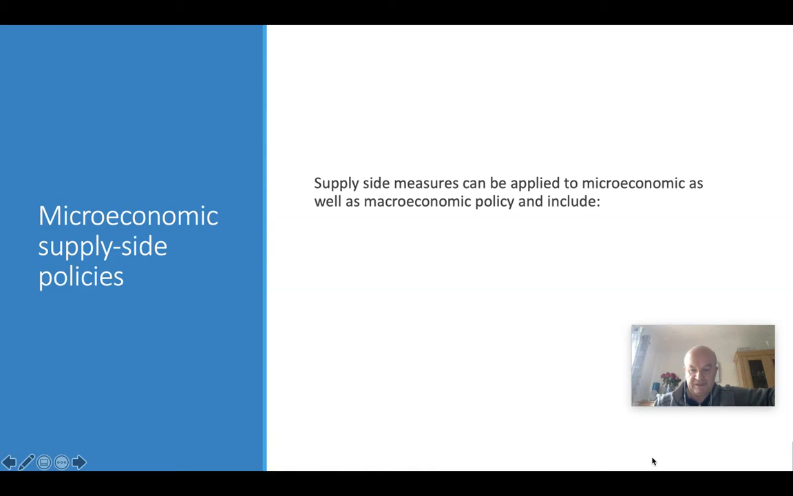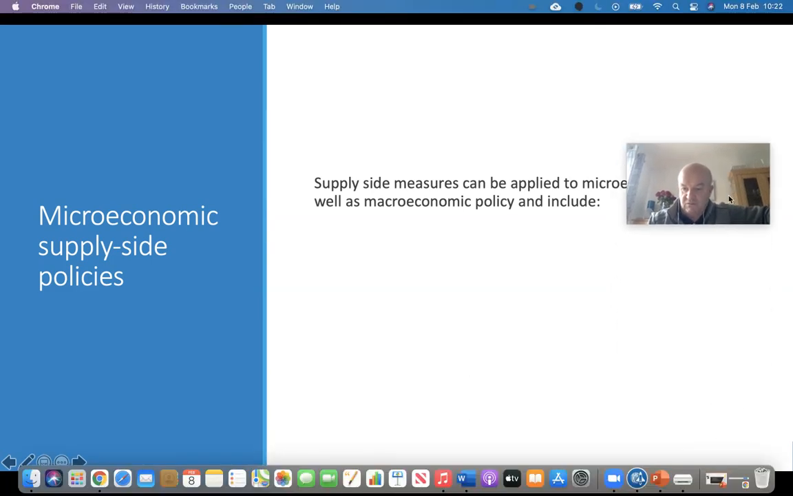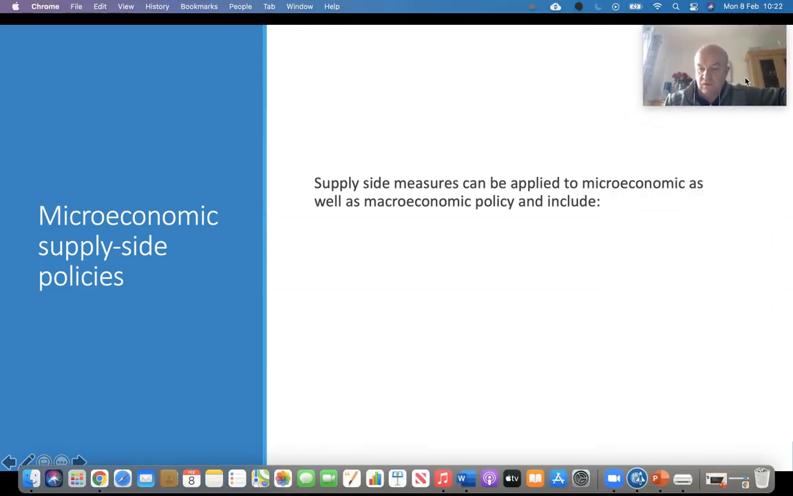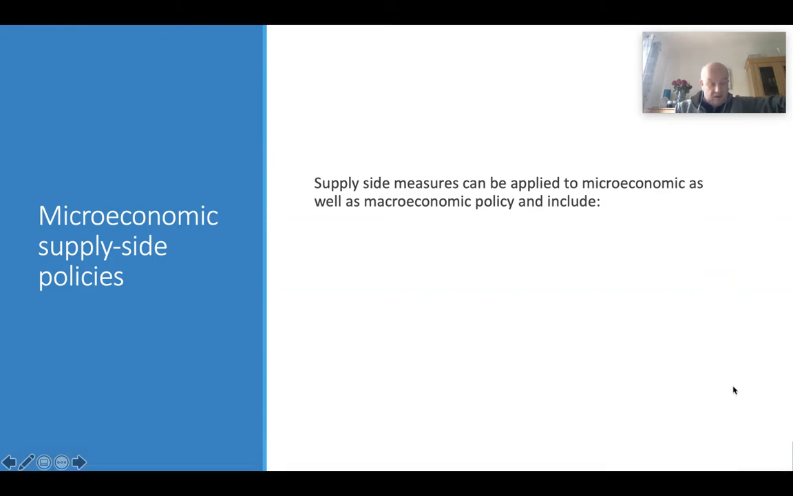So fundamentally then, as I mentioned before, the government can choose to use supply side measures to address microeconomic issues as well as macroeconomic policy, and we'll look at some of those together. Now there are some notes in the booklet for you to take a look at, on page 47 in the CC13 booklet, but also there's significant notes in Powell, and I'll give you a reference for where those are in a moment.